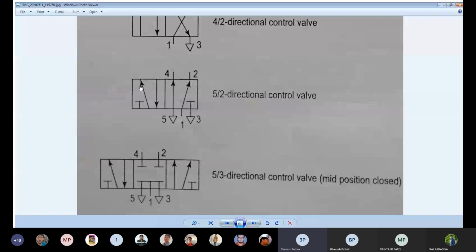Here you will get an extra exhaust port, whereas you have only one exhaust port over here in the 4x2. So functionally the 4x2 directional control valve and the 5x2 directional control valve are similar. Only as an accessory, you can find two exhausts, nothing else. Otherwise, the function remains the same for both 4x2 and 5x2. They are functionally similar.